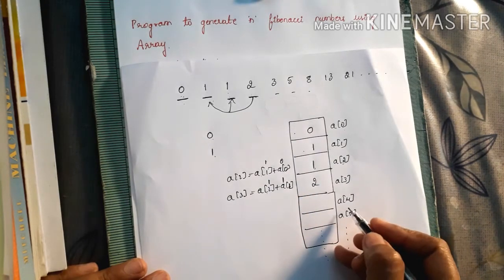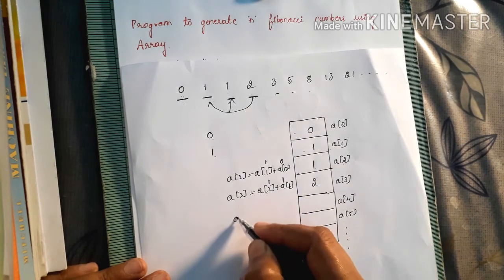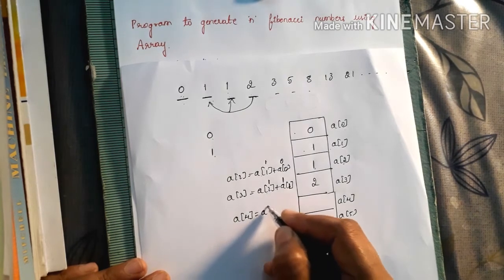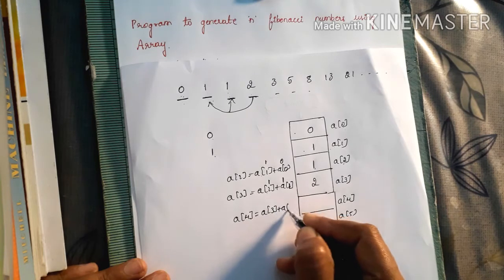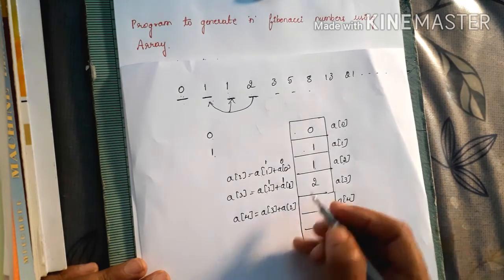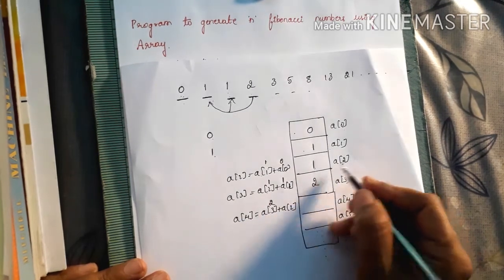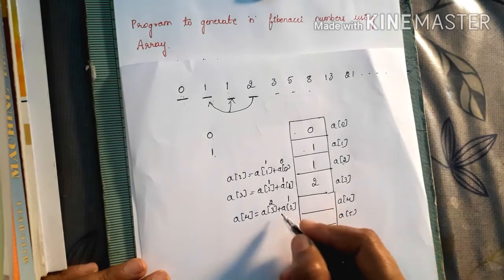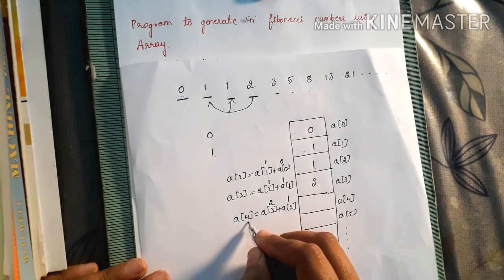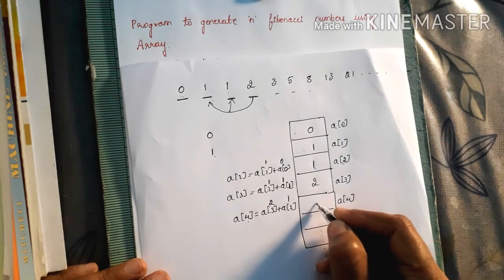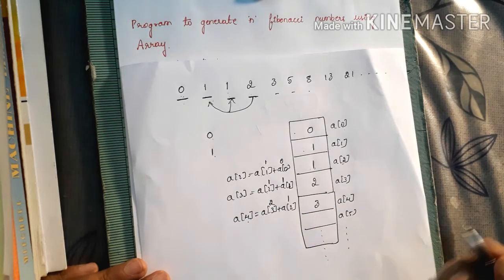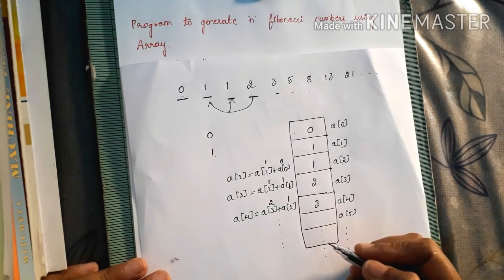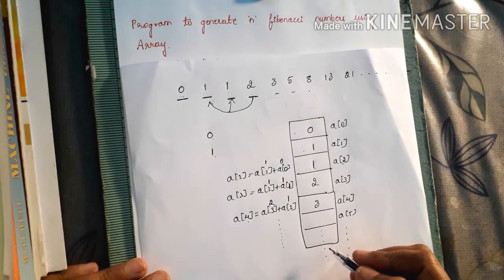Next, in the same way, the next term A of 4 is equal to the sum of previous two terms, that is A of 3 plus A of 2. A of 3 value is 2 and A of 2 value is 1. So that is 2 plus 1 is 3, that gets stored back to the position A of 4. So like that, we need to find the next terms of the Fibonacci series.